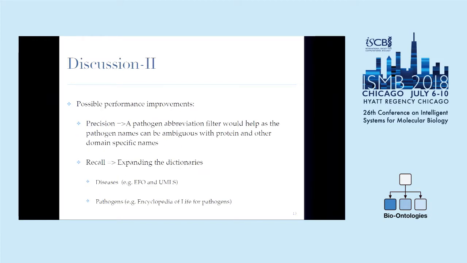In future, we can also do some performance improvements by focusing on improving the precision. We can introduce a pathogen abbreviation filter to remove the ambiguous pathogen names. For recall, we can consider expanding our disease dictionary and pathogen dictionary by using other available resources.